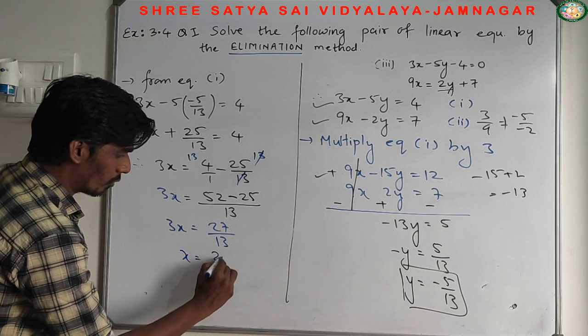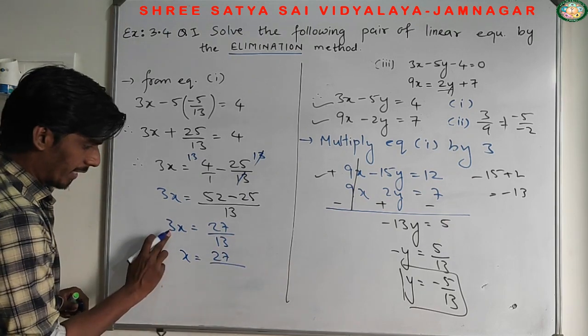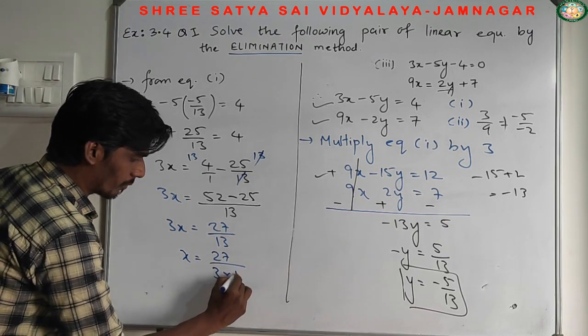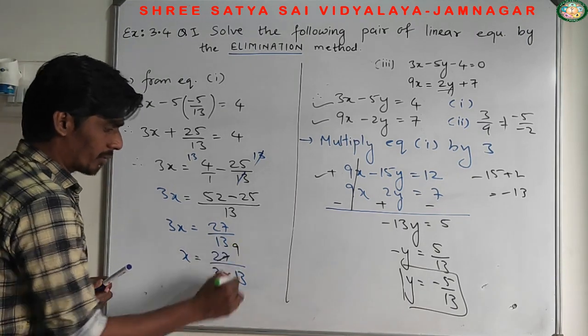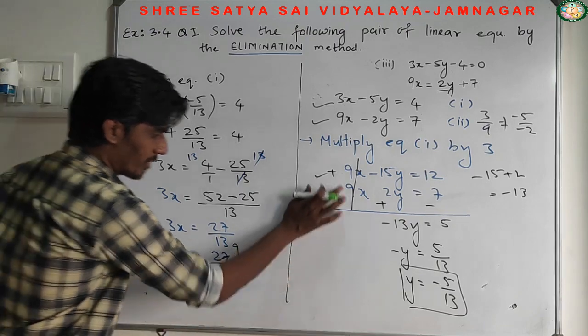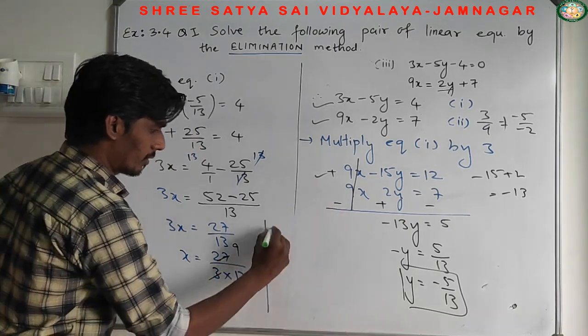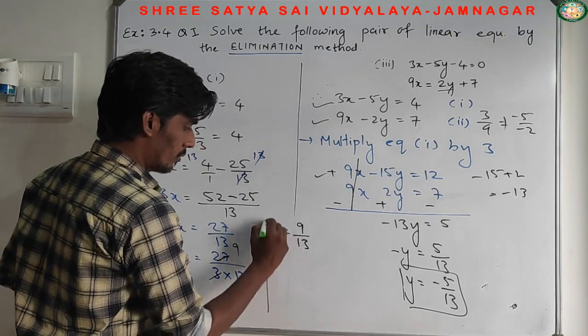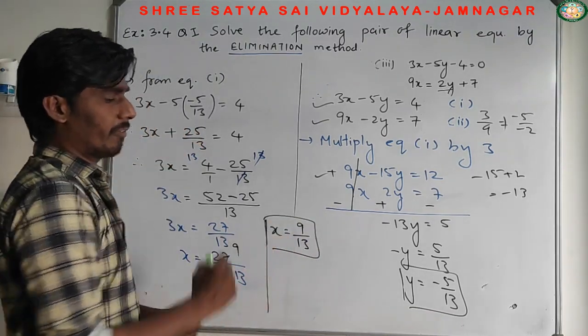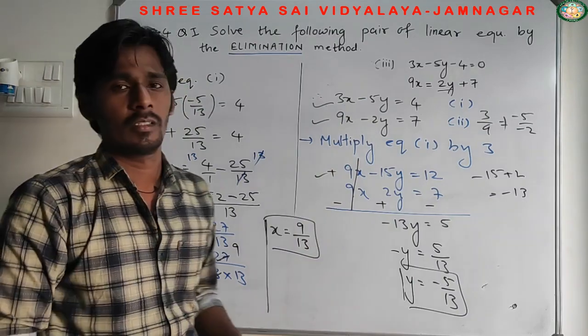So x equals to 27. ये जो 3 है नीचे जाएगा तो डिनोमिनेटर में 3 into 13. So cancel this. 3 how many times? 9s are 27. So the final answer which we got, that is x equals to 9 upon 13. So this is the way we can solve question number 3.